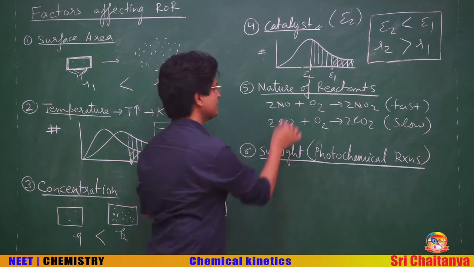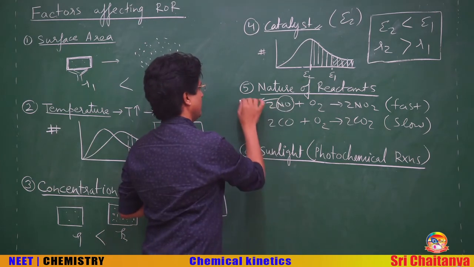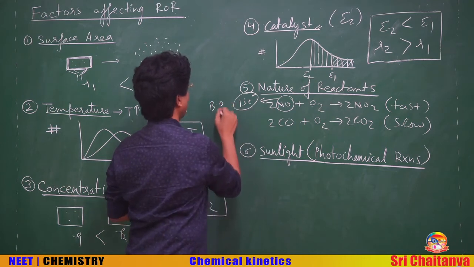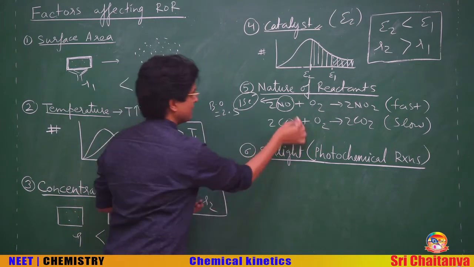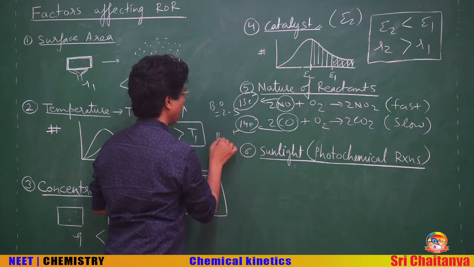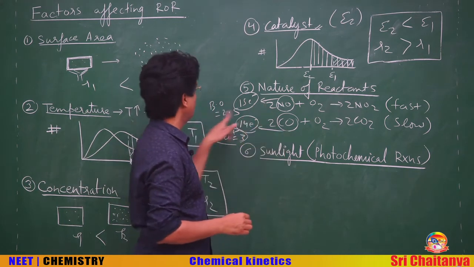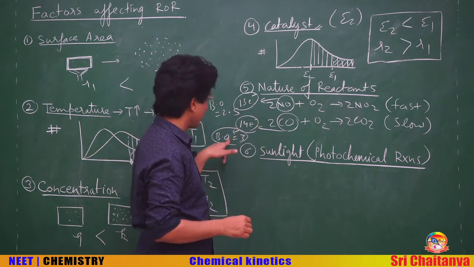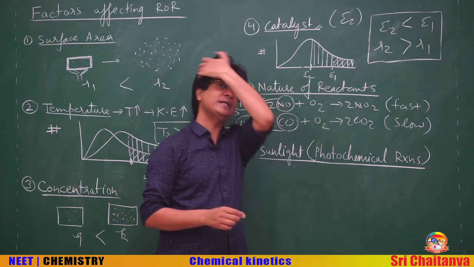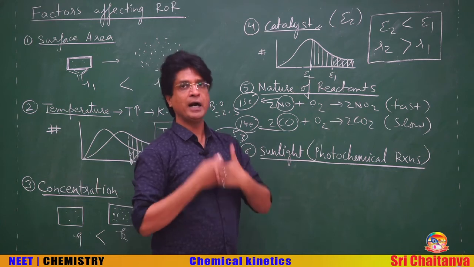Why? The reason is that NO, nitric oxide, is basically what? This is a 15 electron species, and 15 electron species are having a bond order of 2.5, while CO is a 14 electron species. All the 14 electron species are having a bond order of 3. So bond order of 3 will be tougher to break as compared to the bond order of 2.5. That's why this reaction is slow. So rate of reaction also depends on the nature of reactant. If a reactant is reactive enough, it will react faster. If the bonds in the reactant are very strong, they will be very hard to break and the reaction will be slow automatically.